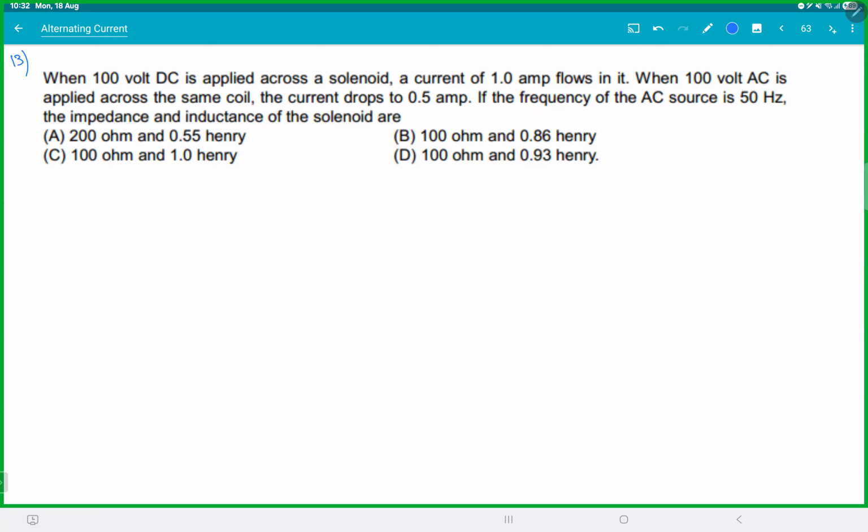First of all, say 100 volt DC is connected across a solenoid. A current of 1 ampere flows in it. So if I just keep a solenoid with a battery, you know what happens, right? Current will keep increasing. But he's saying current is constant. That means this solenoid has some resistance. Remember, this is a DC battery. Basically, this is an LR circuit.